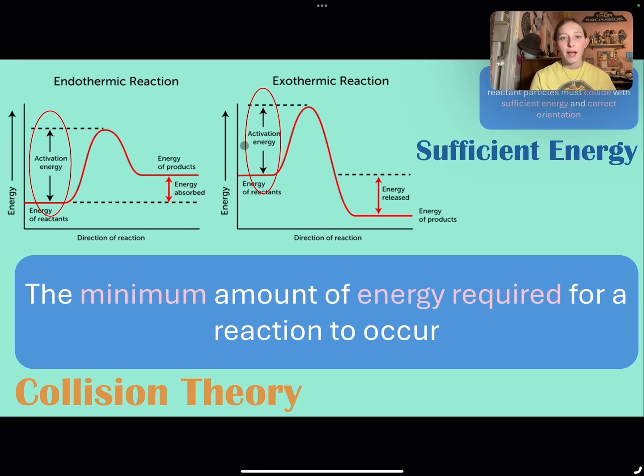If you don't surpass the activation energy needed to go from your reactants to your products, your reaction can't occur. So that's why meeting the minimum amount, surpassing that activation energy, is very important in collision theory and making sure your reaction takes place. Activation energy can be represented by E sub A, which will come in handy later.